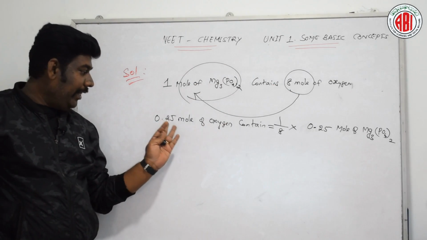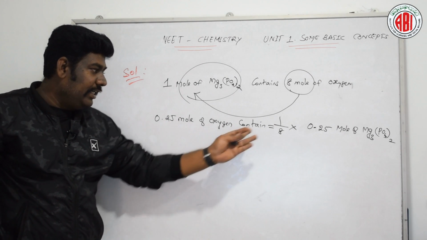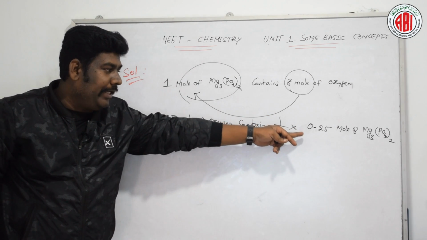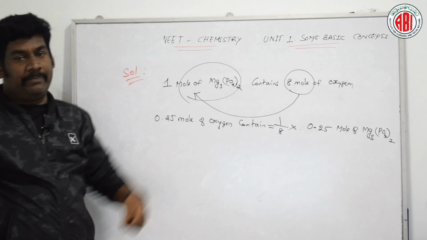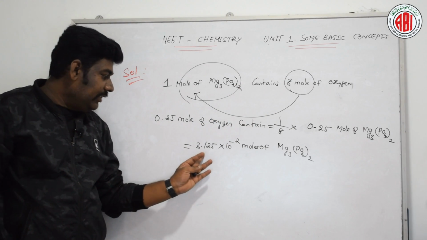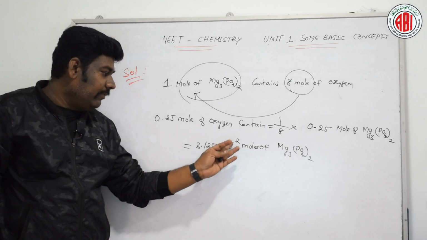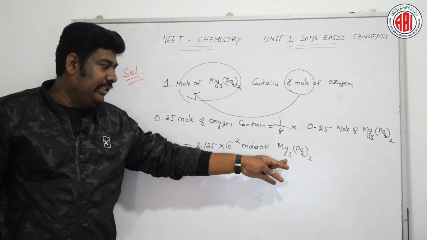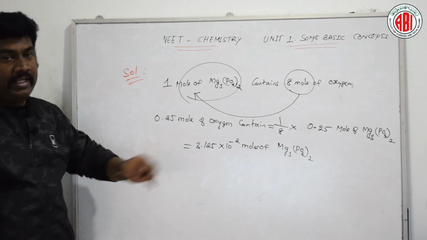So now 0.25 mole of oxygen atoms is contained in 1 by 8 into 0.25 mole of magnesium phosphate. Simplifying this, you will get 3.125 into 10 to the power of minus 2 moles of magnesium phosphate. So by this way you can solve this problem.